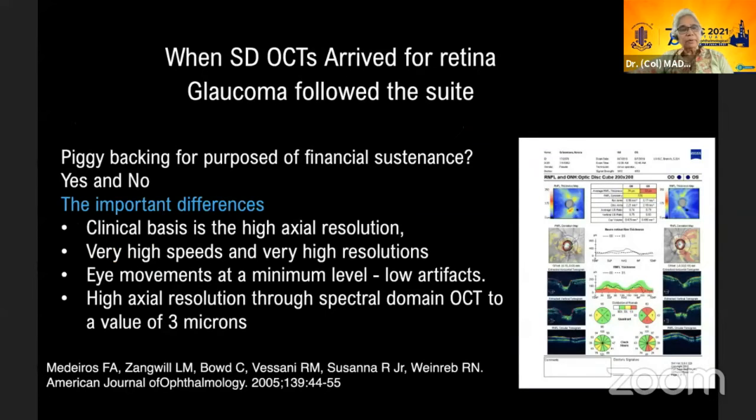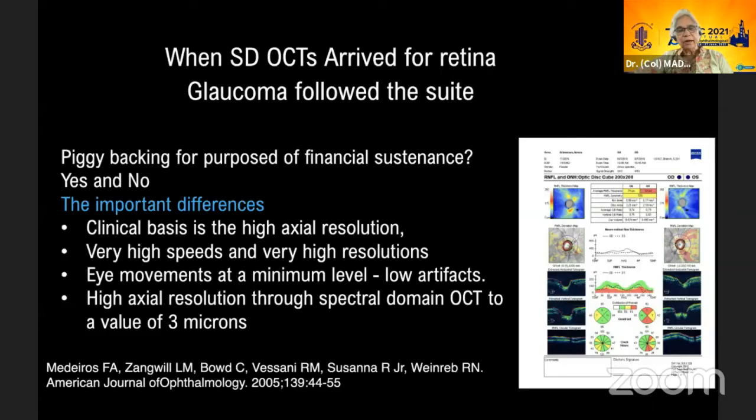What is available these days is basically SD-OCT, and most of the people are using SD-OCT. Whatever comes in retina, glaucoma goes practically piggyback. But is it only for financial sustenance? The answer is maybe yes and no both. Now, the important differences between SD and TD, which are for us to know: what is the clinical basis? The clinical basis is actually high resolution, axial as well as lateral, plus high speed of acquisition.